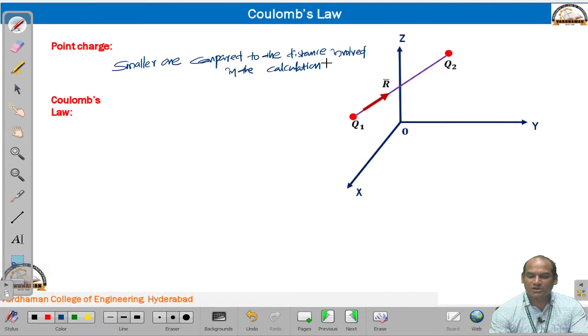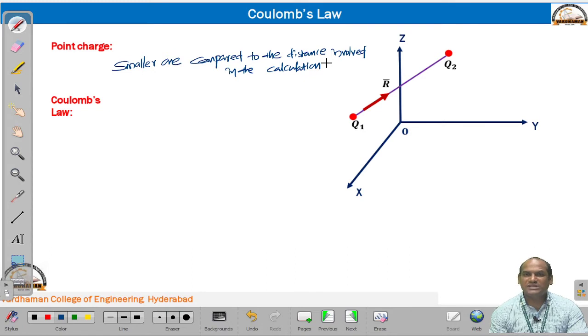With whatever distance you are going to deal with, in comparison with that distance, if the dimensions of the charge are very small, then we can consider that charge as a point charge, and Coulomb's law is applicable for point charges. That is the first point regarding Coulomb's law.